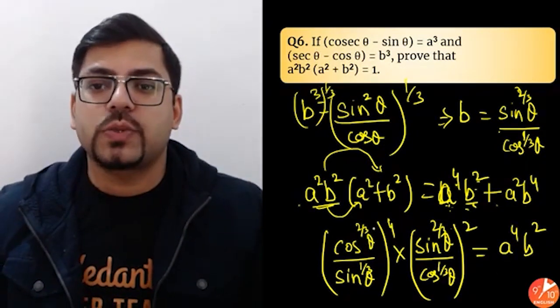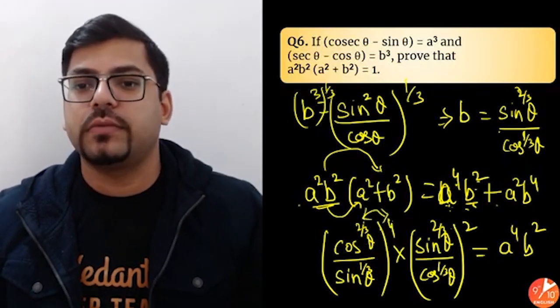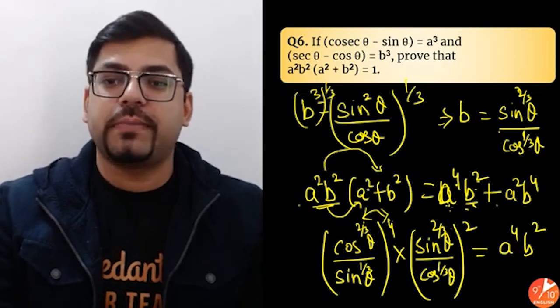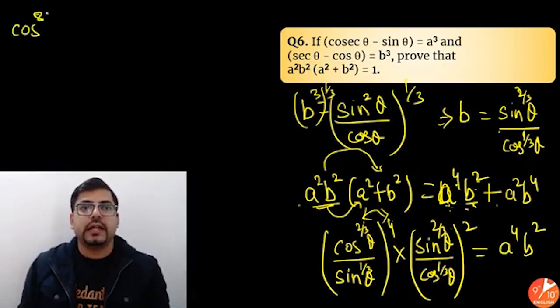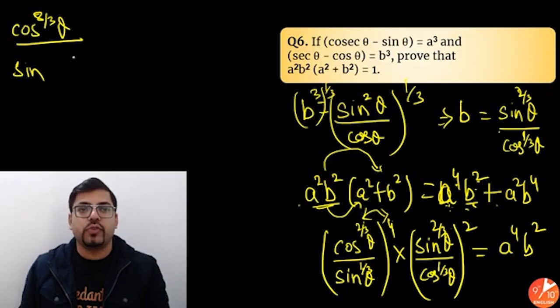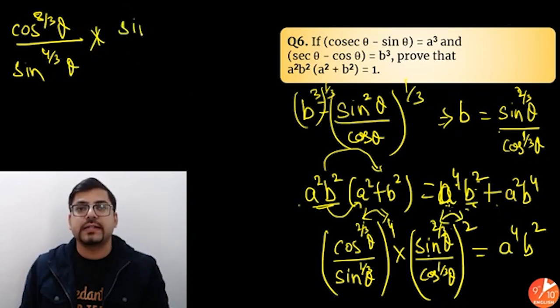If I solve a4b square, please pay attention, 2 by 3 and power 4. So this 2 by 3 and this 4 get multiplied. So this will become cos 8 by 3 divided by sine. Here you have 1 by 3 and power 4, so you will get 4 by 3 because powers get multiplied, into sine 2 by 3 and whole square. So I guess you will understand that this is sine 4 by 3 theta divided by cos 1 by 3 and power 2, so this is cos becoming 2 by 3 theta.